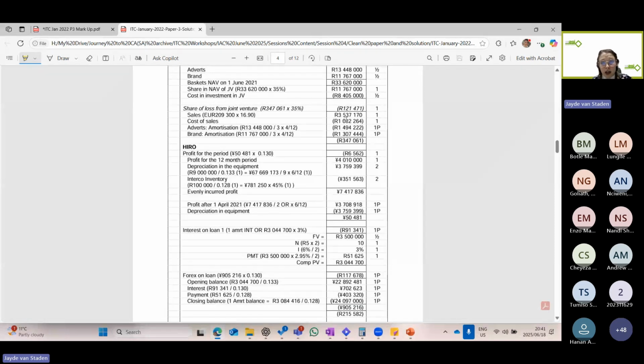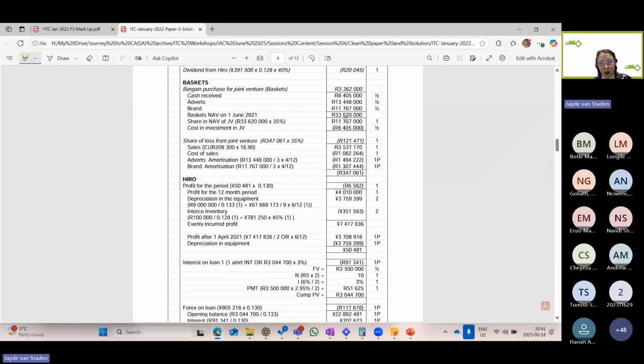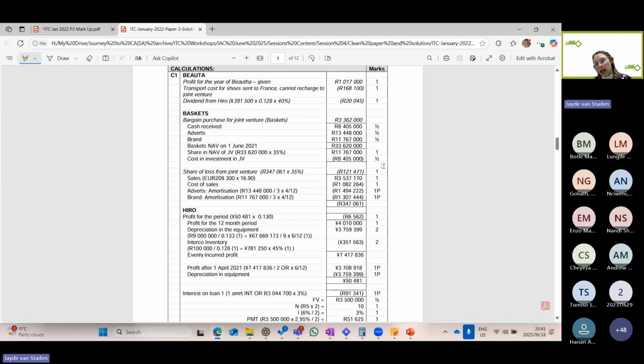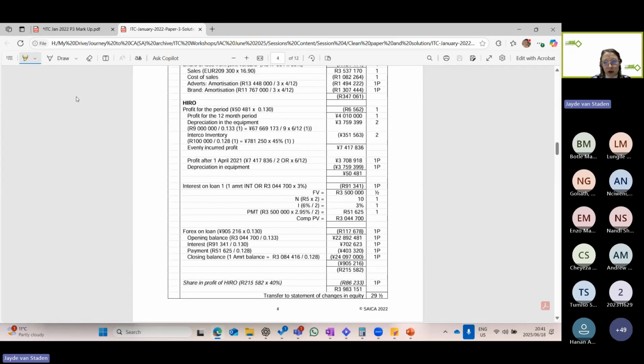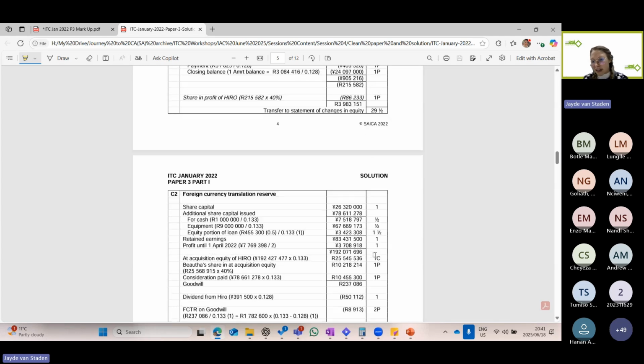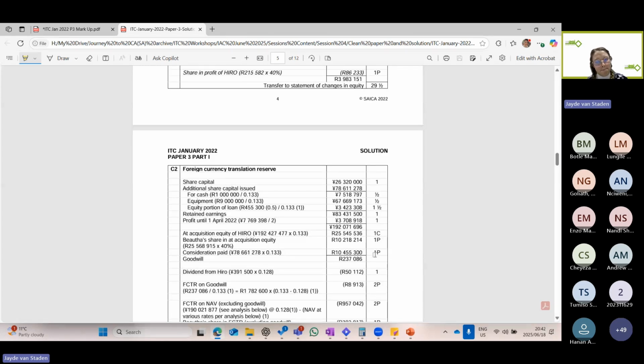Working out the share of loss from the joint venture, it wasn't a difficult one. 1, 2, 3, 4, 5. So now we're sitting on 11 easy marks. The Forex one, you could have easily worked out the interest on the loan. Look at all of the amounts that came in here. 1, 2, 3, 4, 4.5. Then translating it to Japanese yen to work out the exchange difference, 1, 2, 3, 4, 5. You are really close to 50% already before even considering the FCTR pieces.